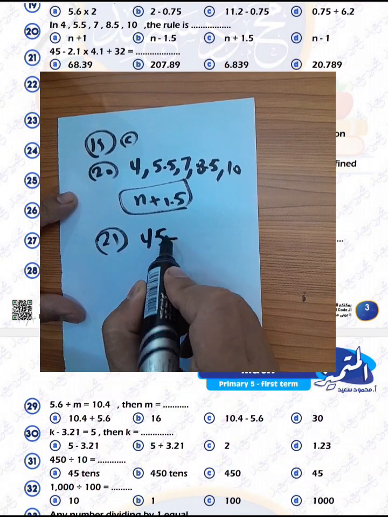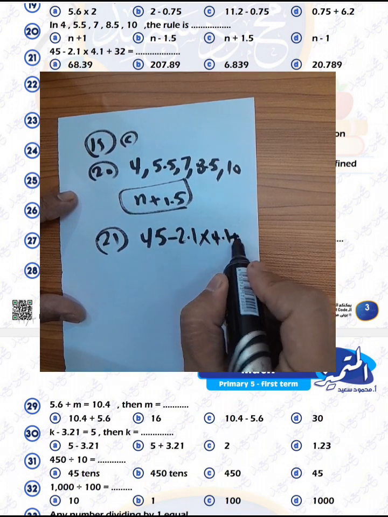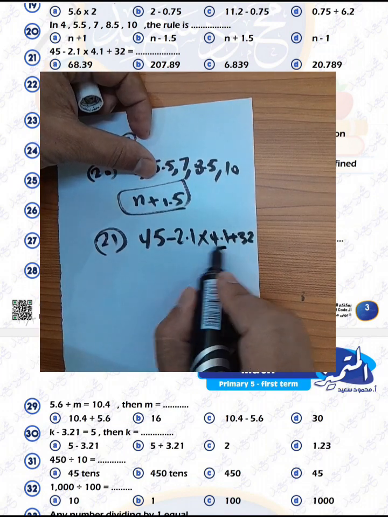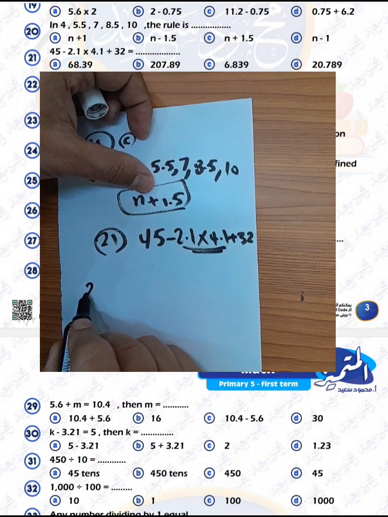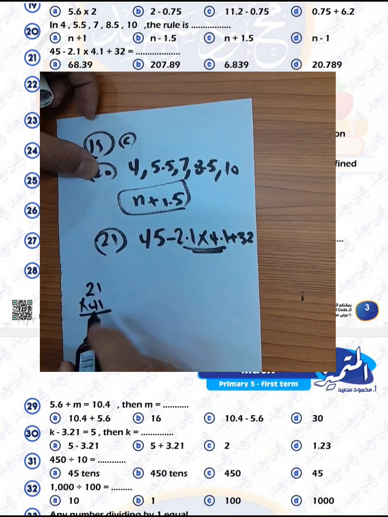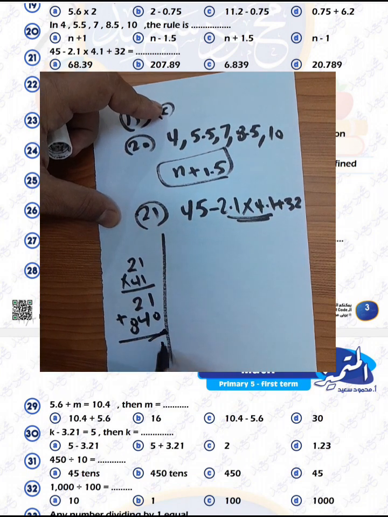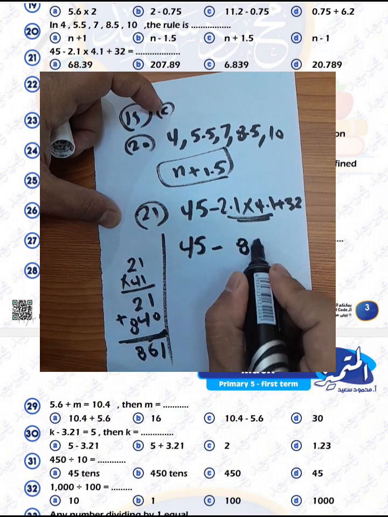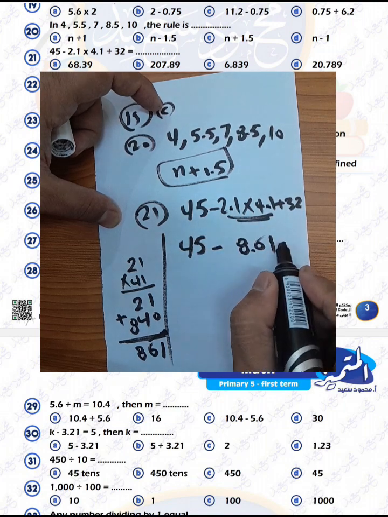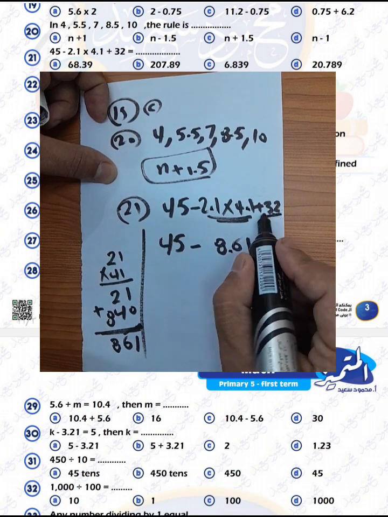45 subtract 2.1 times 4.1 plus 32. We can find it by first doing multiplication. Two numbers here, 2.1 times 4.1. 21 times 41. 1 times 1 equals 1. 1 times 2 equals 2. Write 0. 4 times 1 is 4. 2 times 4 equals 8. And then add them. 1 plus 0 equals 1. 2 plus 4 is 6. And then write 8 here. Then 45 subtract 8, 6 and 1. The point after 1 place and 1 place, 2 places. Plus here 32.